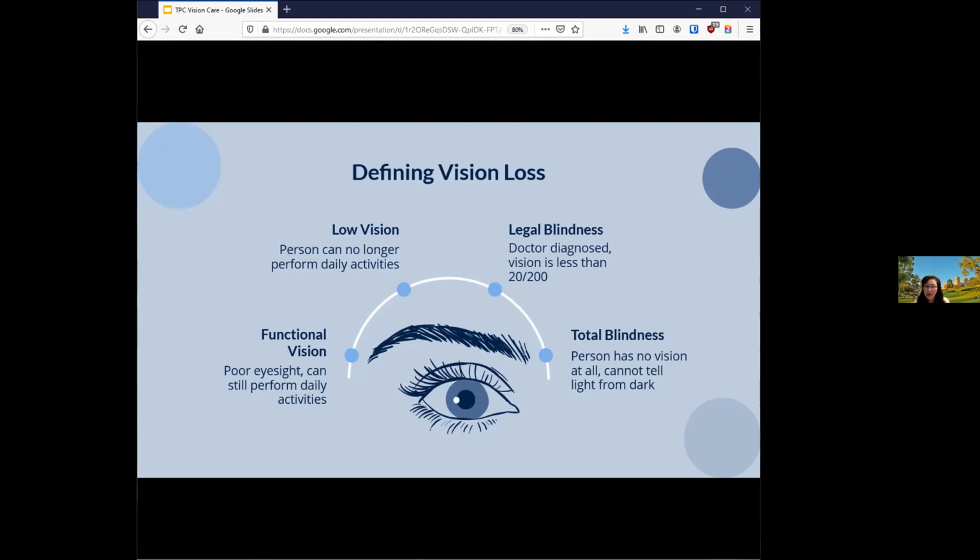And then legal blindness is something that must be diagnosed by a physician or an optometrist, and their vision is diagnosed as less than 20/200. This means that the person who is legally blind must be closer than 20 feet to see what a person who is not vision impaired can see at 200 feet. And then finally, total blindness is someone who has no vision at all and cannot differentiate between light and dark.